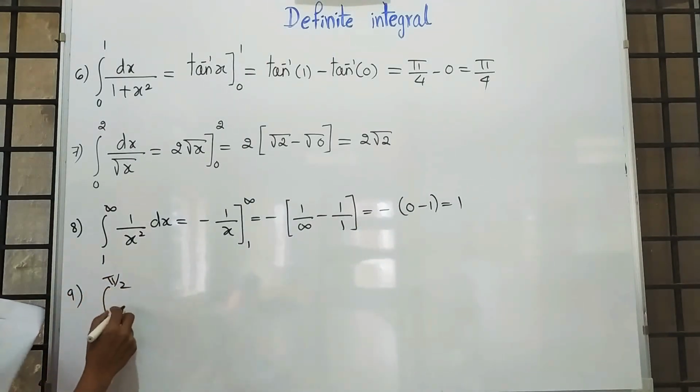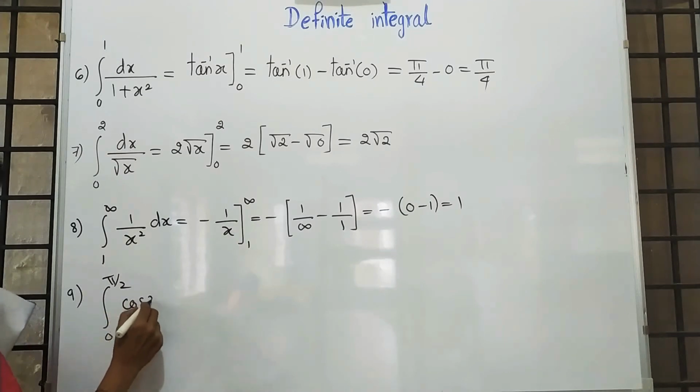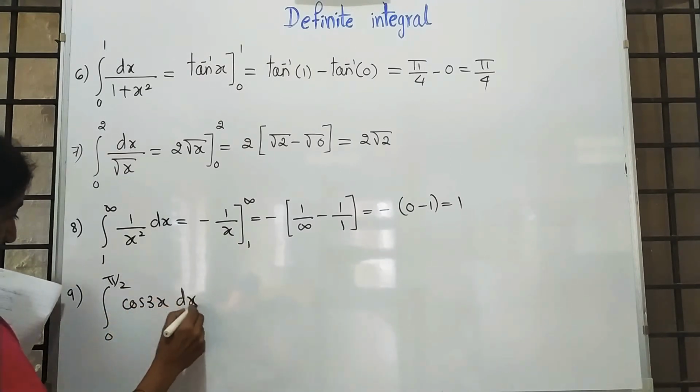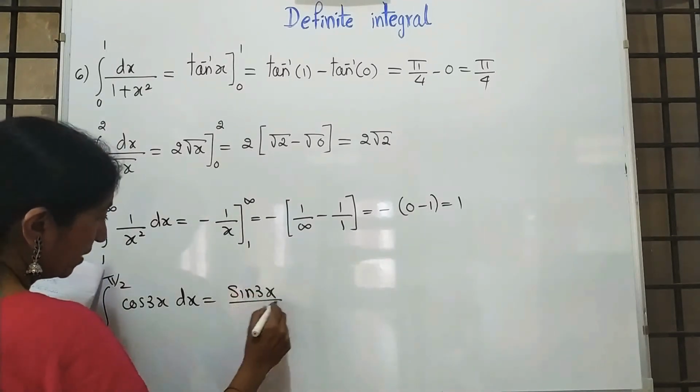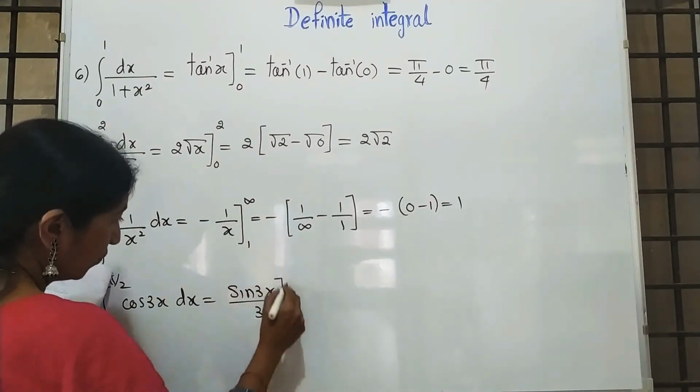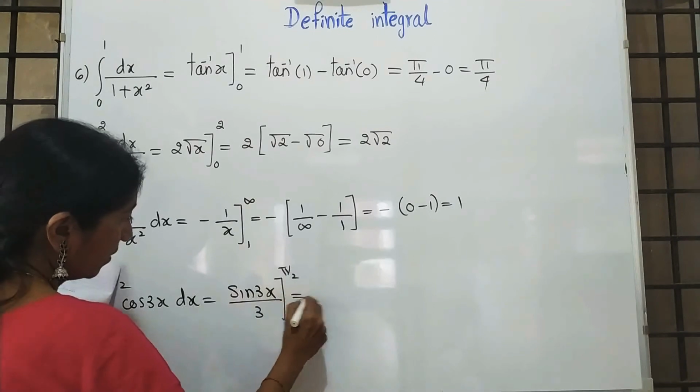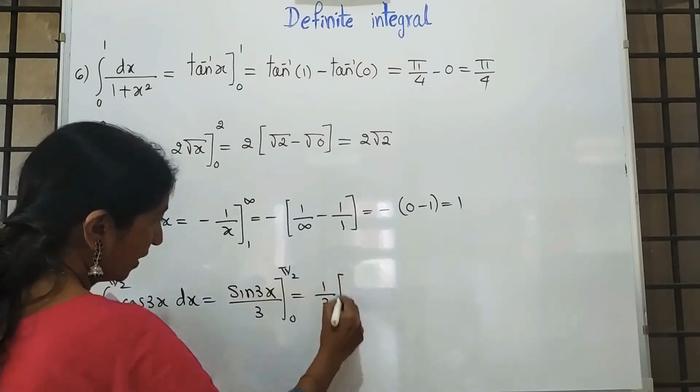Integration from 0 to pi by 2 cos 3x into dx. Integration of cos 3x is sin 3x by 3 from 0 to pi by 2. 1 by 3 I took outside.